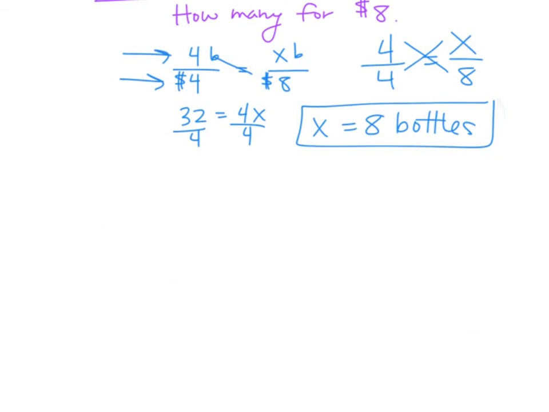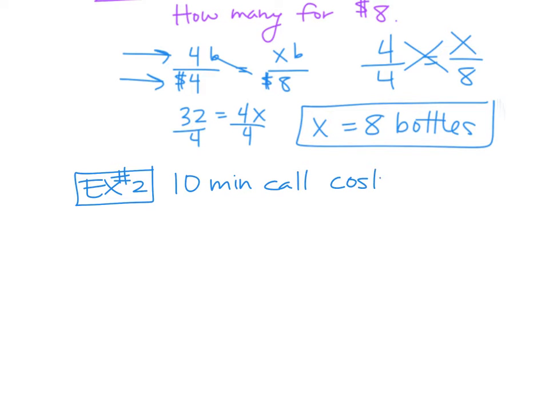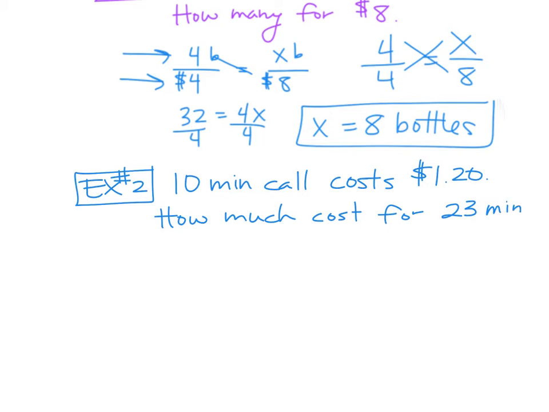How about this one? A 10-minute phone call costs $1.20. So how much is it going to cost for a 23-minute call? Okay, so number of minutes increases cost, right? So minutes go up, cost goes up.